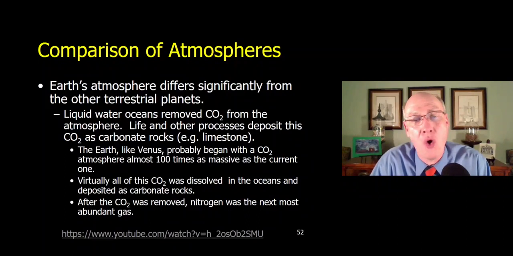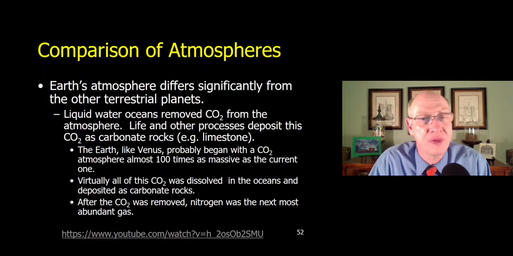If we could take all the carbonate rocks on Earth today, take all of the limestone on Earth today, and bake it at very, very high temperatures, it would release the carbon dioxide, and we would end up with an atmosphere that is the same thickness as Venus's atmosphere today.